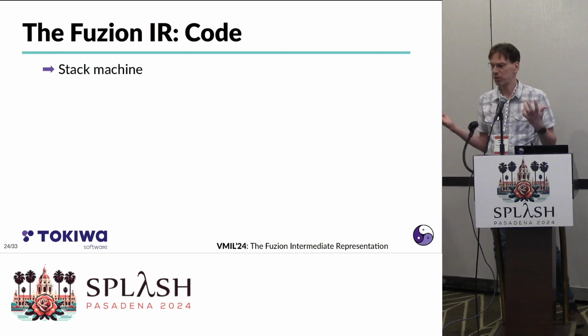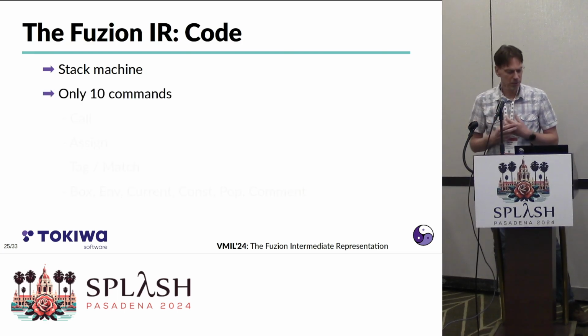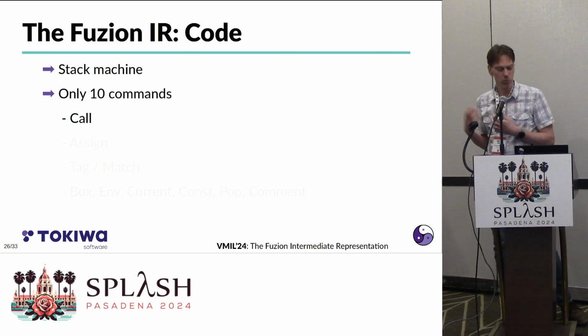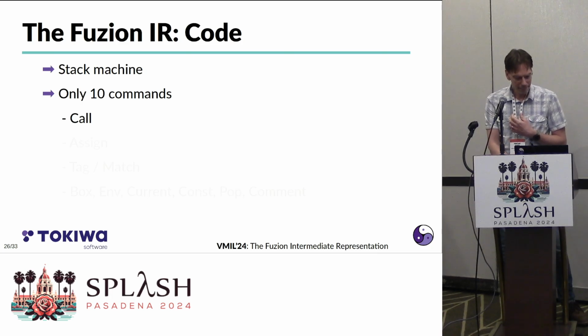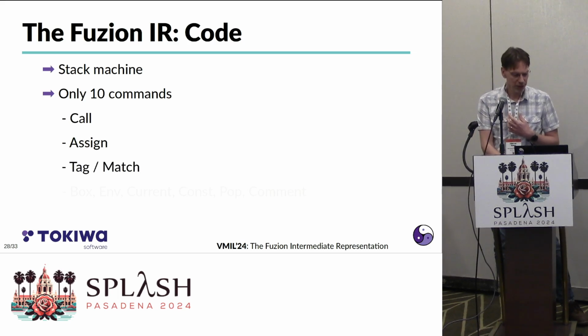The intermediate representation basically is using a stack machine. And there's a very small set of commands. It's only about 10 commands the intermediate code supports. And the most important one is a call, so a call to a feature. Then there's assignment of a value to a field.